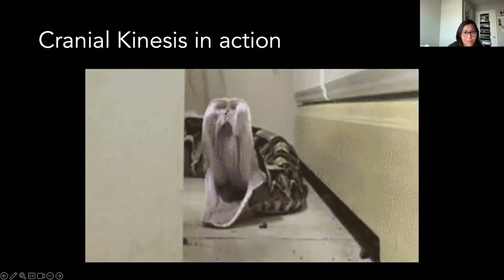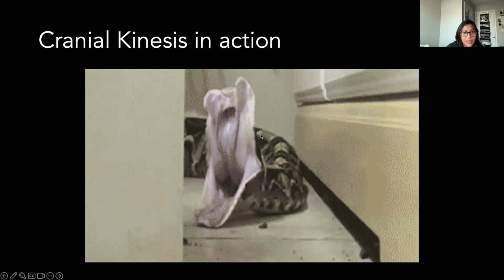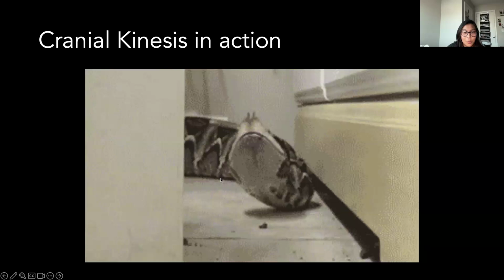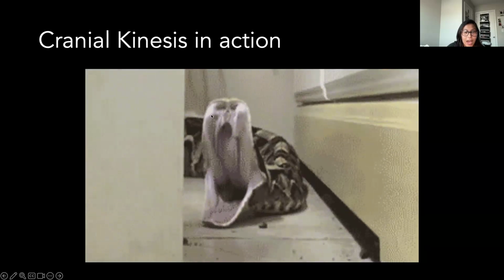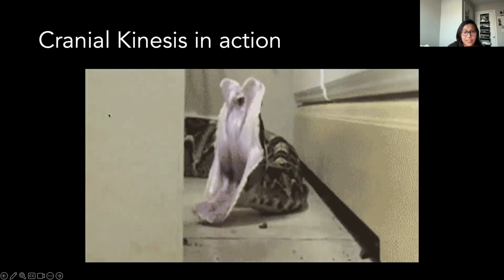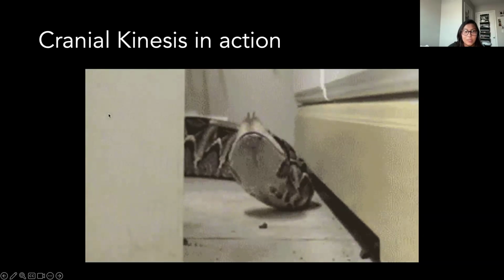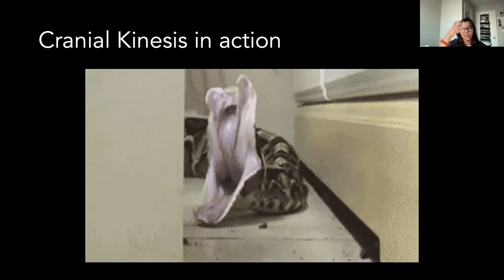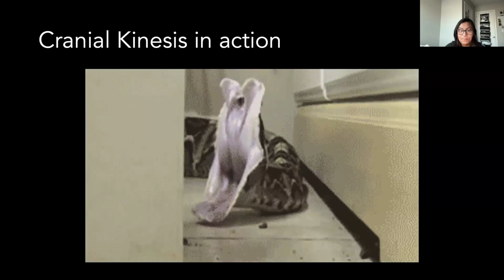So I have this video of one yawning. You can see just how wide it's opening that jaw and how much mobility it has with those fangs. And this is all due to how many joints they have in their jaw joint, as well as all the joints that they have in their cranium.